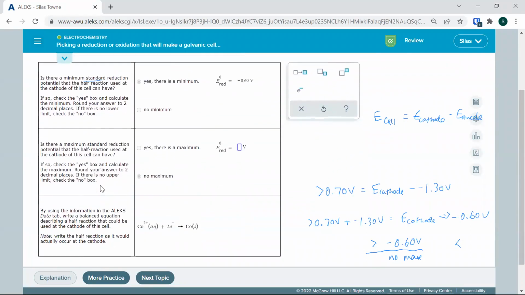Okay, so pay attention to: is there a maximum, is there a minimum? Am I writing the equation right? Writing this equation out is the key in figuring out: is it telling me the anode? Is it telling me the cathode? What do I need this to be? Is there a maximum? Is there a minimum?